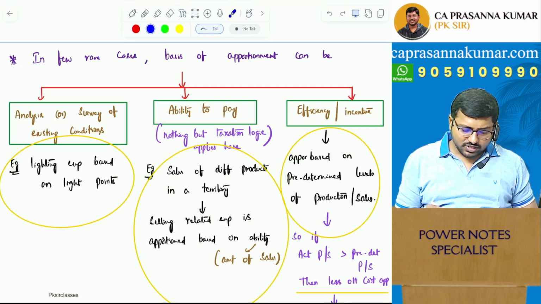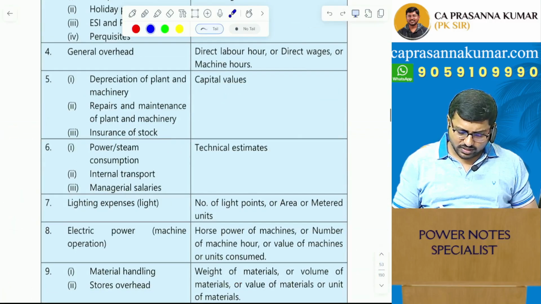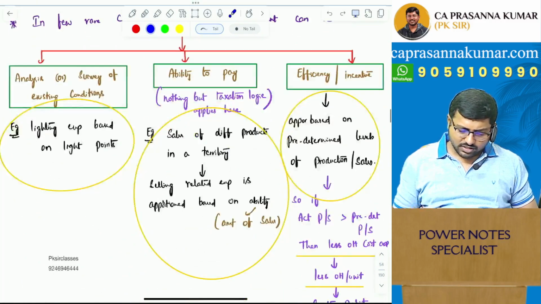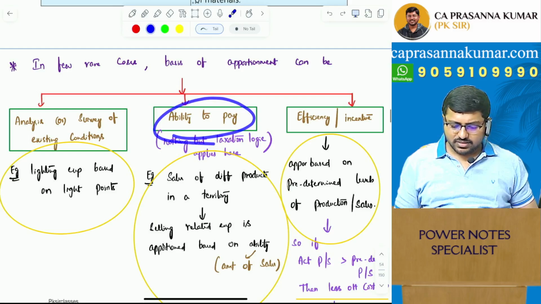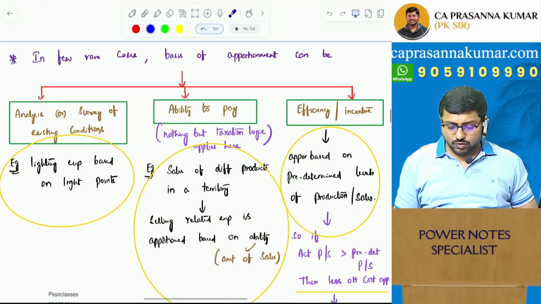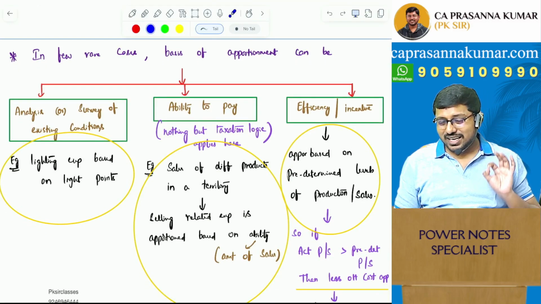So these are kind of exceptional situations. Sometimes what will happen, light expenses will be based on light points, that we have already seen over here. Okay, next, based on ability to pay: sometimes, in rare cases, you will be apportioning your overheads based on ability to pay.